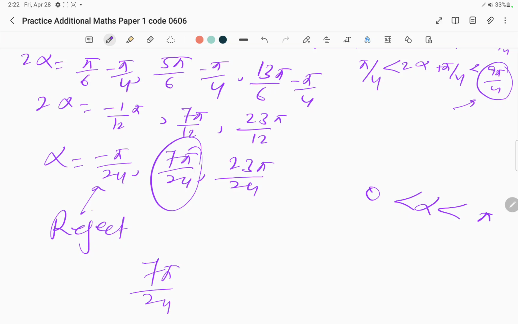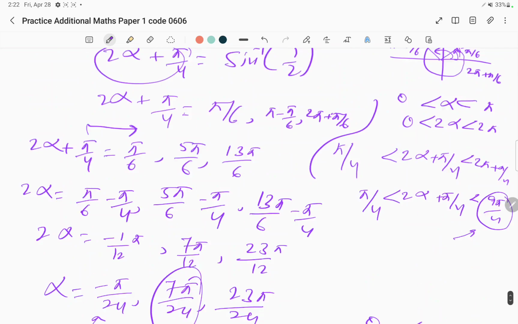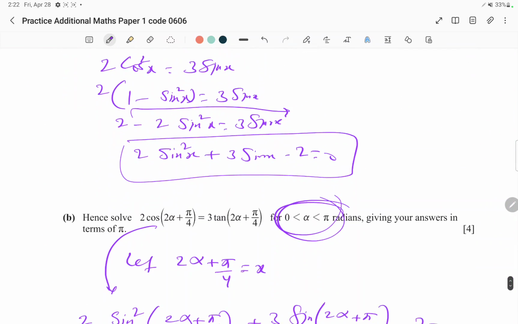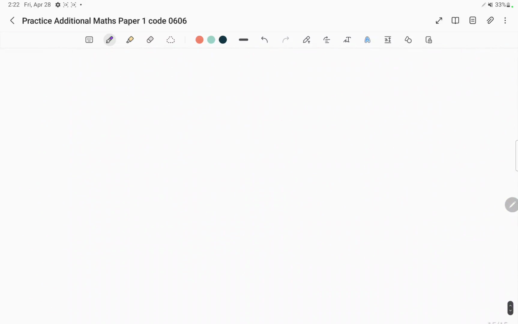Now 23 pi over 24. So this is also smaller than pi. So 23 over 24 pi is also less than pi, right? So yeah, 7 pi over 24 and 23 pi over 24. This should be the answer. So how many marks was this question? 4 marks. Okay. Is there any other question?